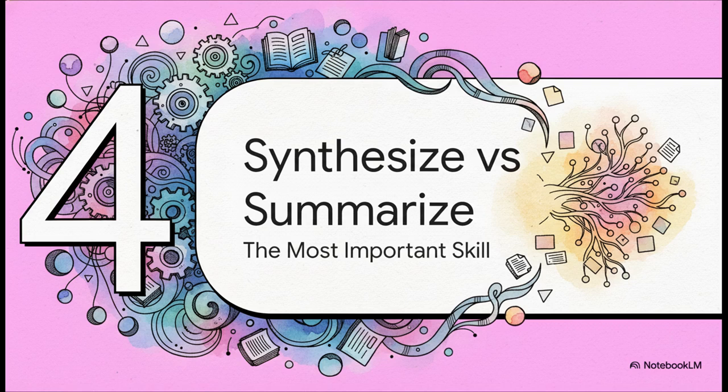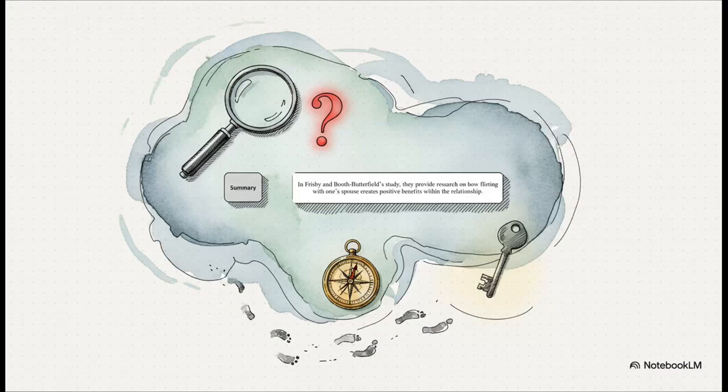Okay, this idea of synthesis is so important it gets its own section. This is the one skill that really separates a meh literature review from a truly great one. So let's look at a side-by-side example to make it totally clear. So first up, have a look at this. This is a summary. It's fine. It tells us exactly what one particular study found. It's accurate, it's clear, but it's isolated. It's just one clue sitting by itself.